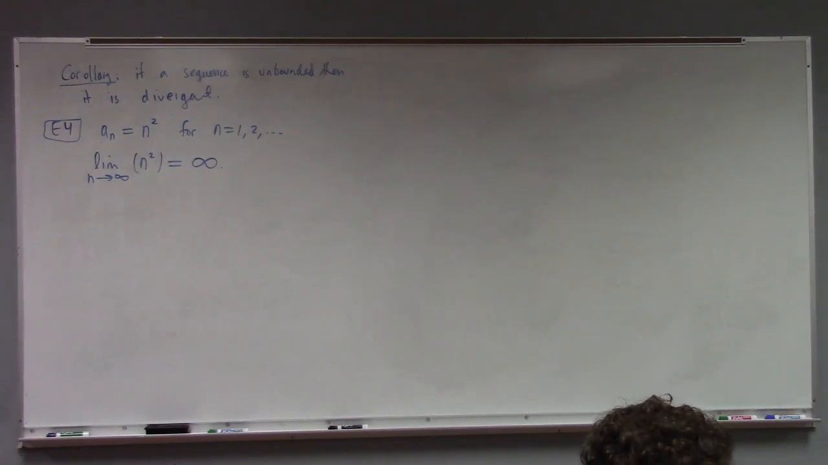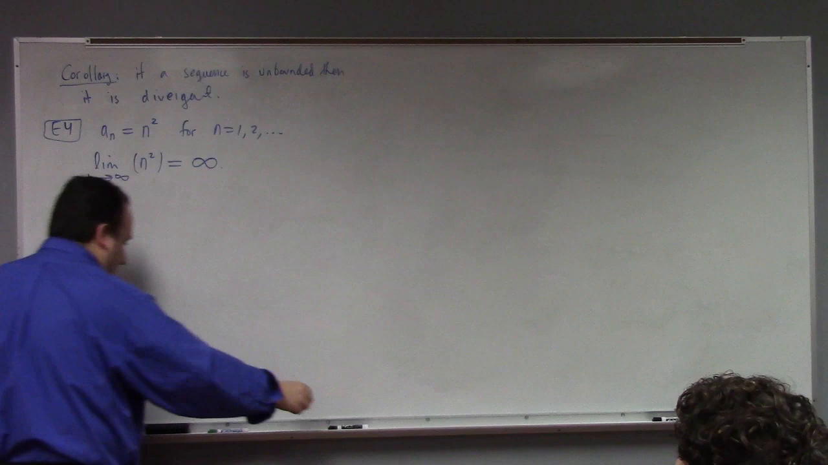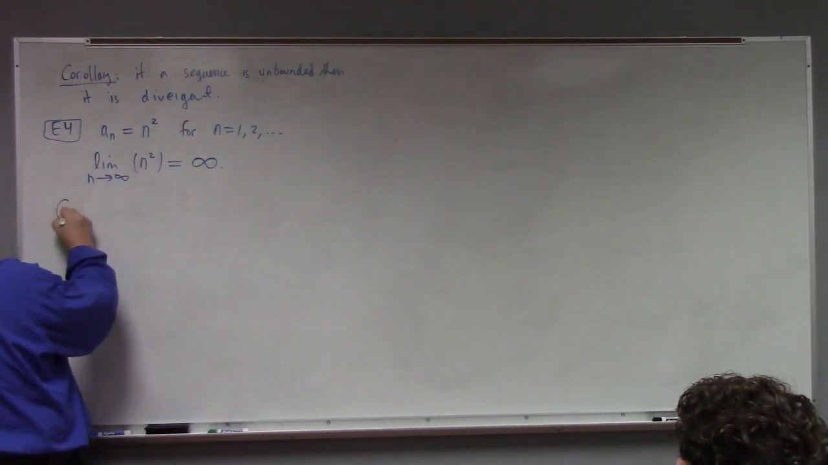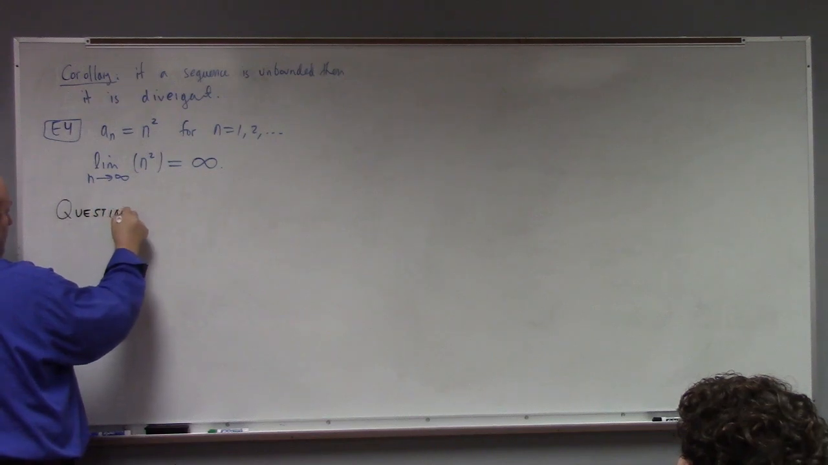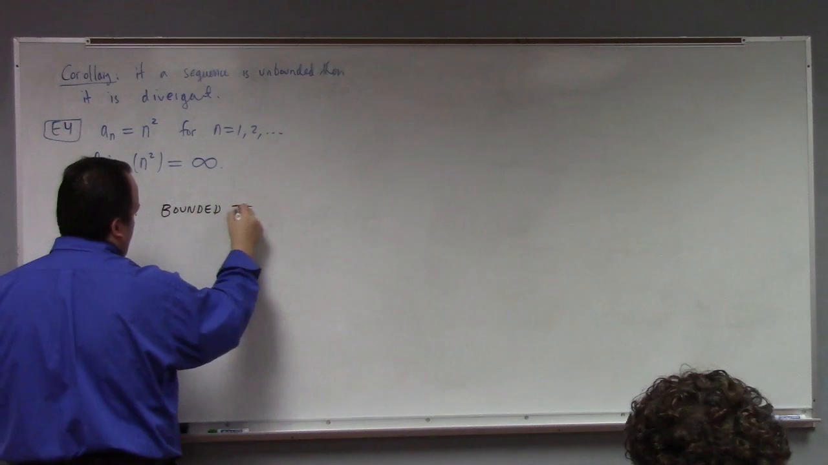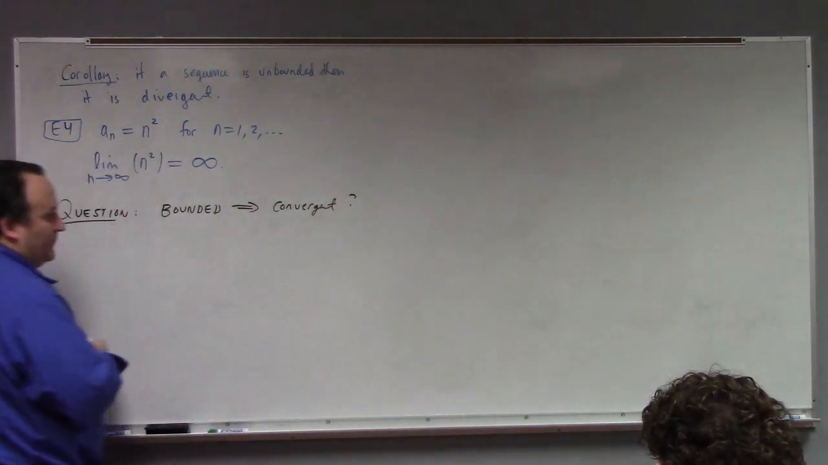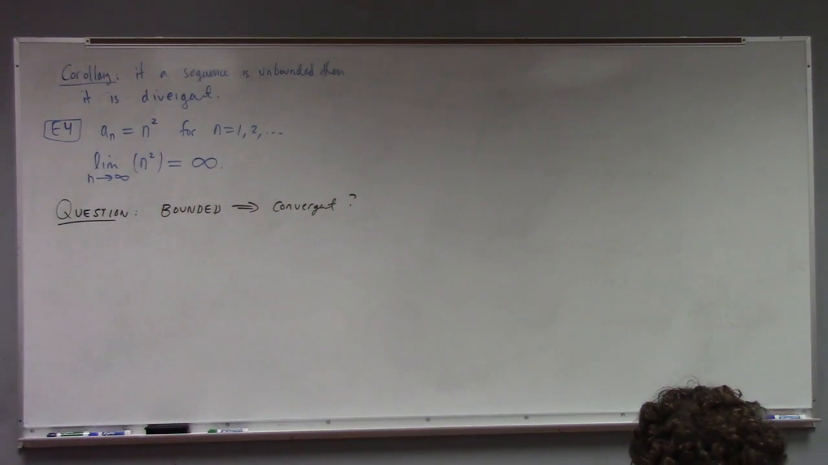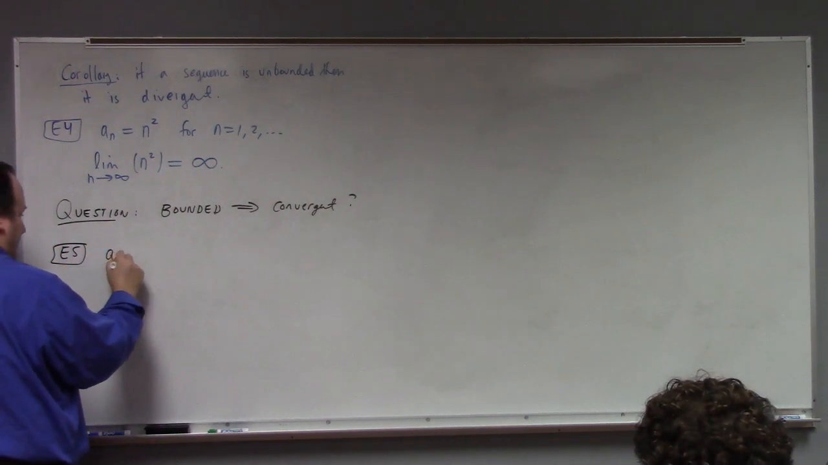Now, question. If a sequence is bounded, is it necessarily convergent? So I've just told you that convergent implies bounded. Does bounded imply convergent? Sine and cosine. Oh, good. Sine and cosine, very good. So no, right. So you're saying sine and cosine. I like that.